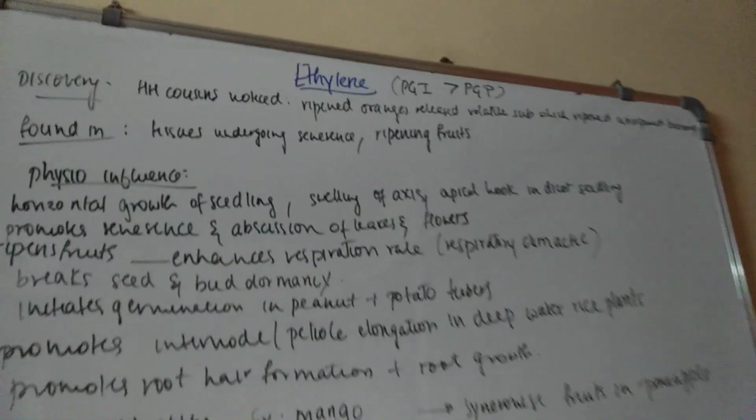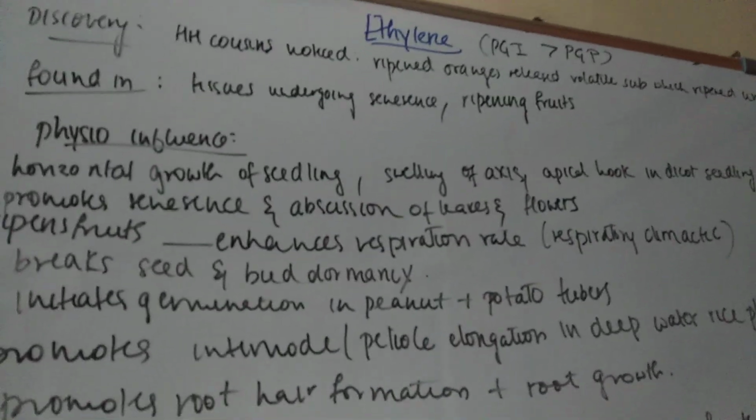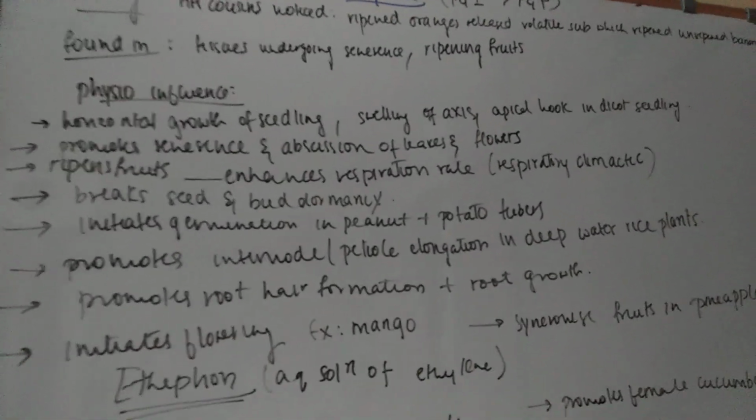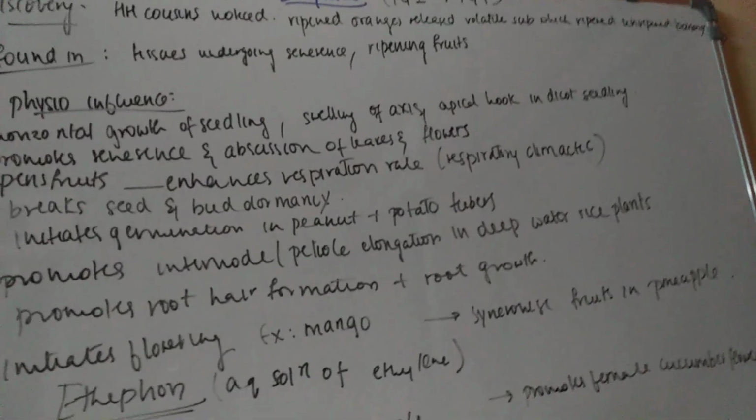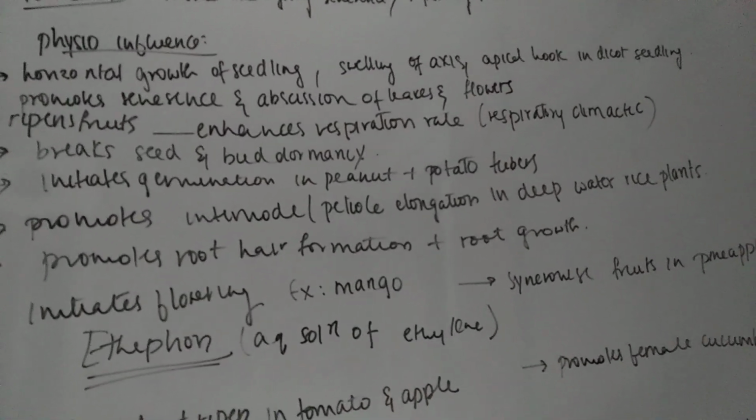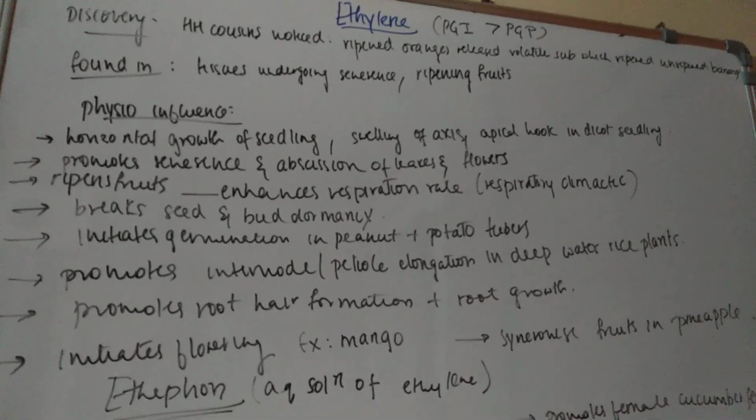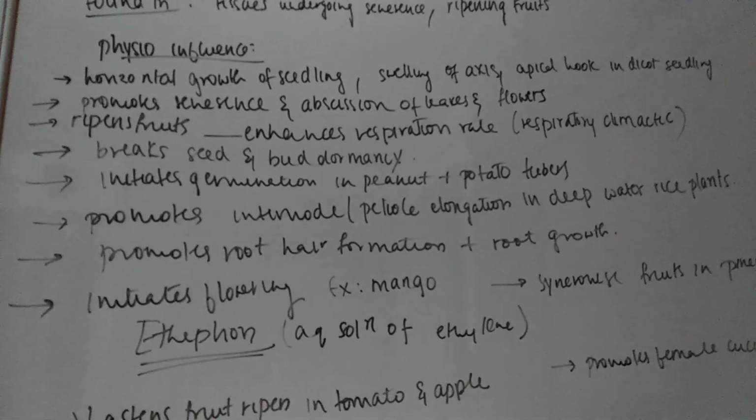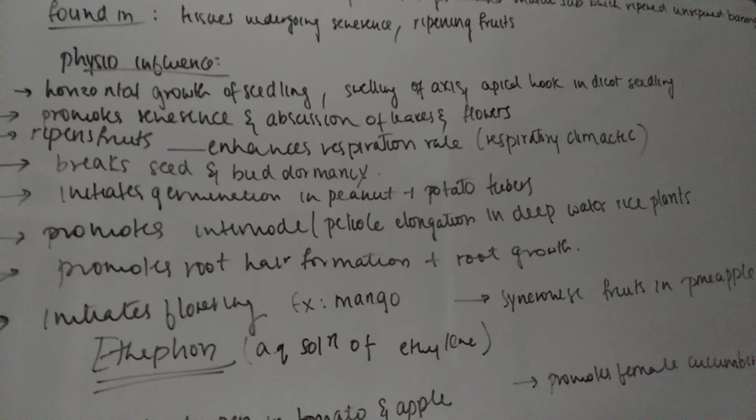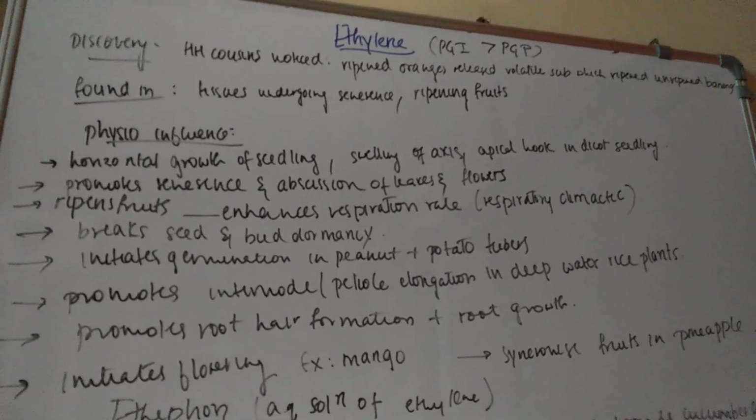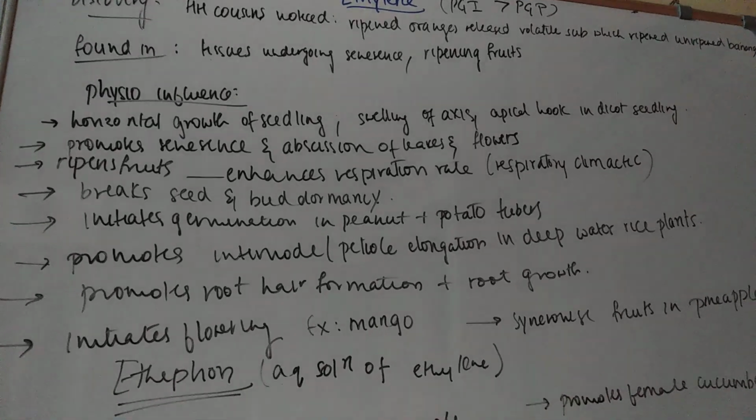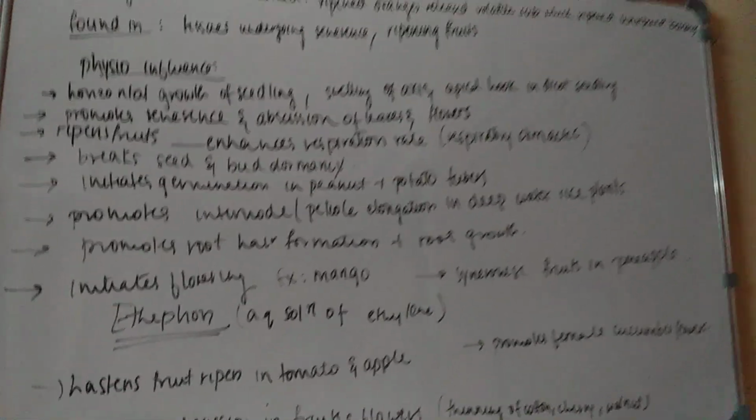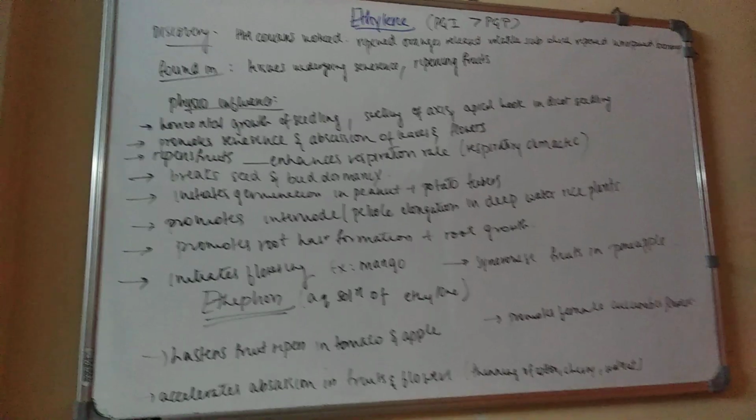Now let's first talk about the discovery of ethylene. It was H. Cousins who noticed that if you kept some unripened bananas next to ripened oranges, they released some gas which ripened the unripened bananas. This gas is also released in tissues that are undergoing senescence. Senescence means aging, or fruits that are ripening, that are basically becoming mature. So in such fruits and in such tissues, this gas is released.